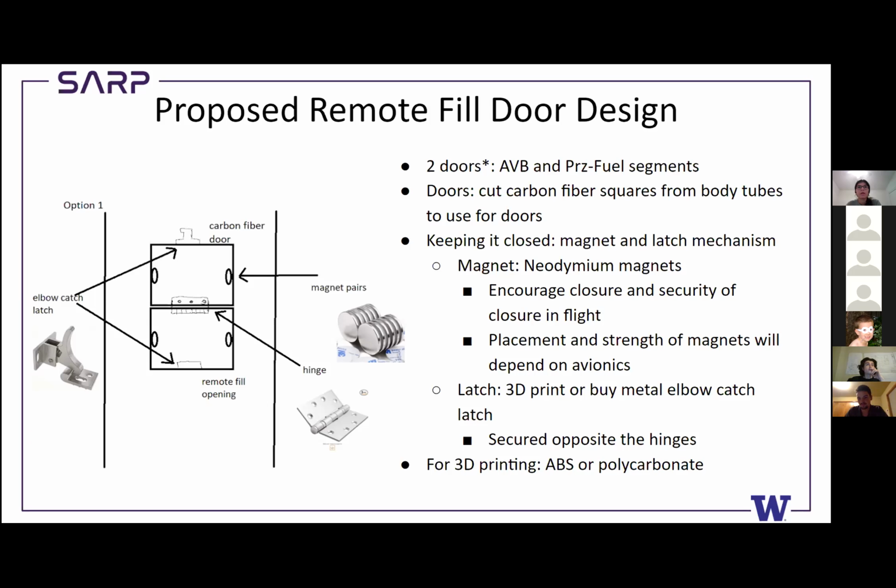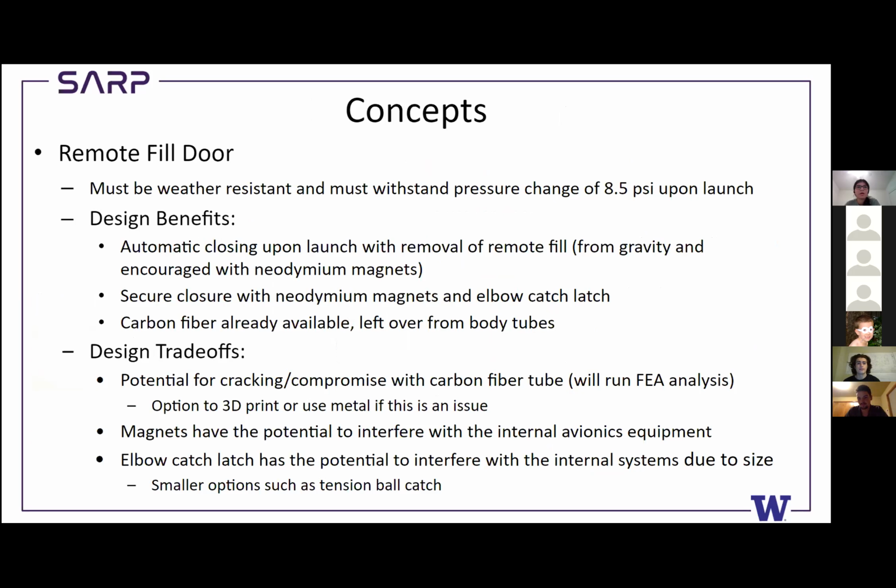Another measure we're going to use to make sure that the door stays closed is an elbow catch latch, which we will 3D print or buy online. You can see an example in the diagram on the left, and that will be secured opposite the hinges. If we 3D print, we're looking at using either ABS or polycarbonate as our materials. Next slide, please. The key constraints that our design needs to fulfill are weather resistance and withstanding a pressure change of 8.5 psi upon launch.